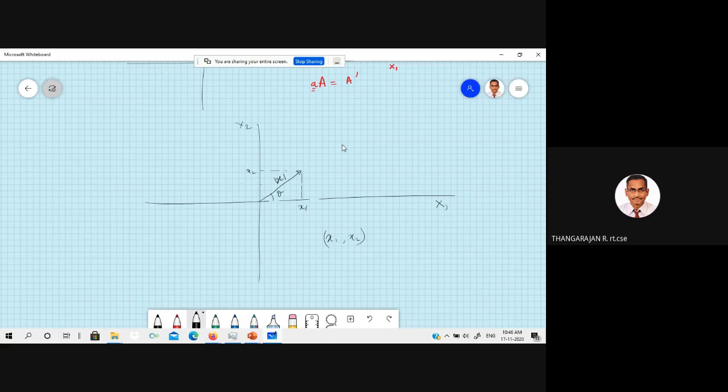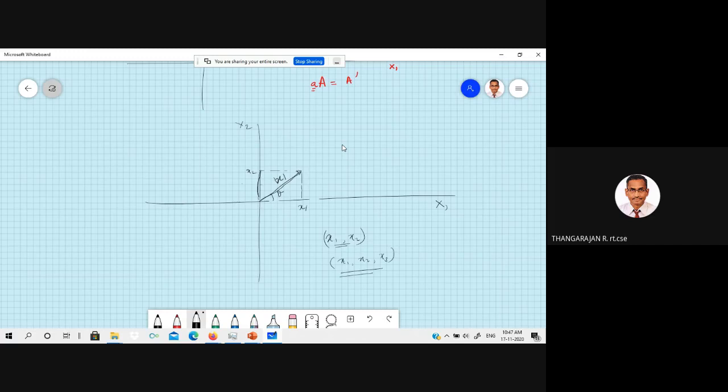Suppose you have 3 dimensions. In that case, I can represent it as x1 comma x2 comma x3. You can go for higher dimensions also, but we cannot visualize them. You can visualize up to 3 dimensions. I can say this vector is in a 2-dimensional space, but this vector is in a 3-dimensional space. These are components of vectors along each axis. This is the vector x, this is the component of x in the x1 direction, and this is the component of x in the x2 direction.